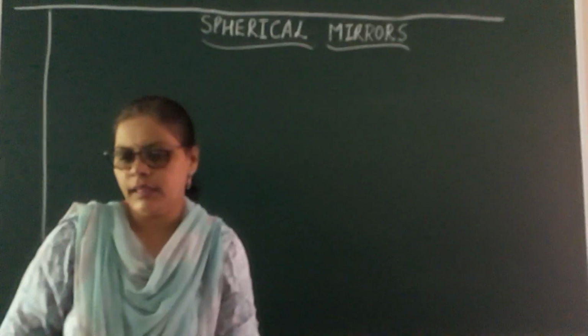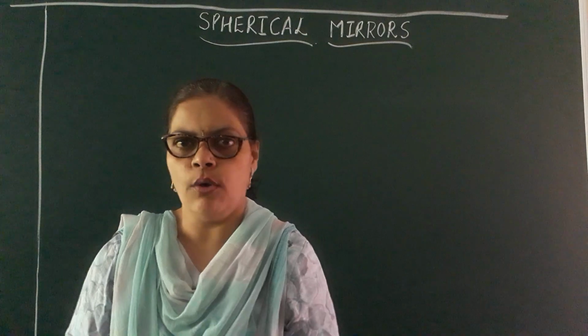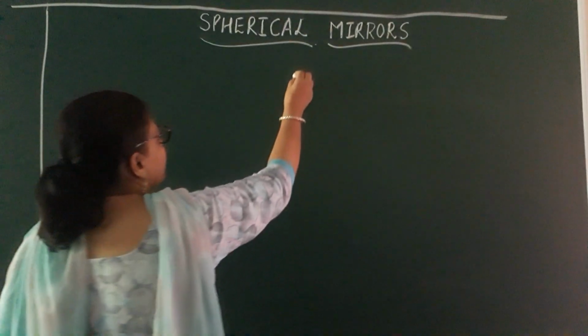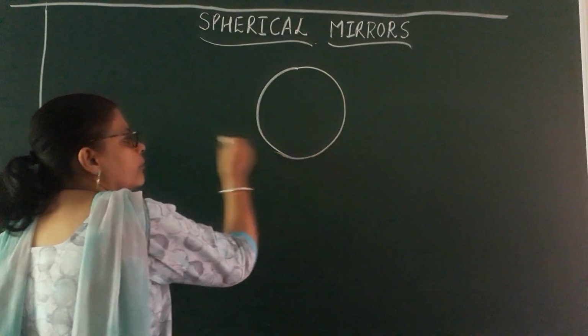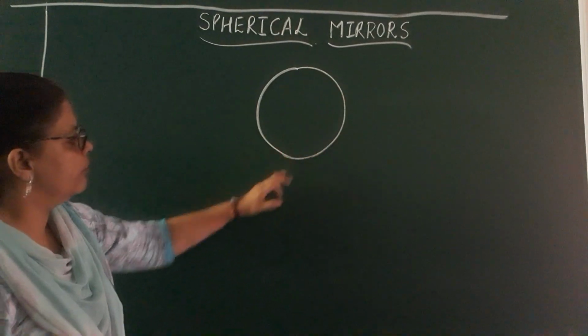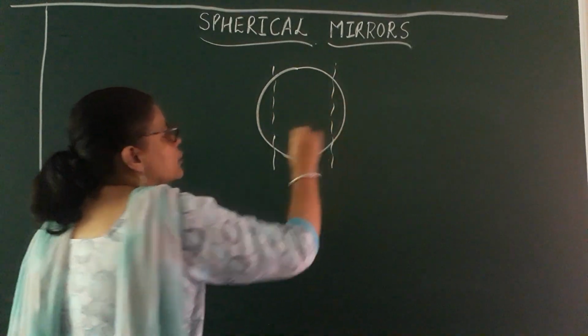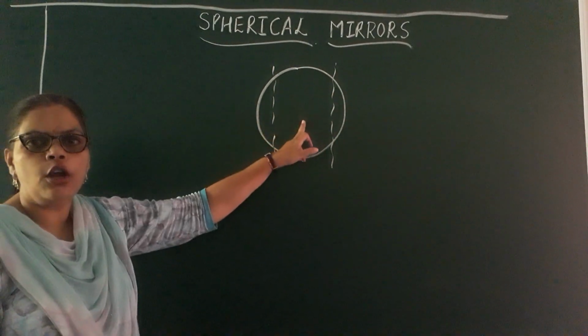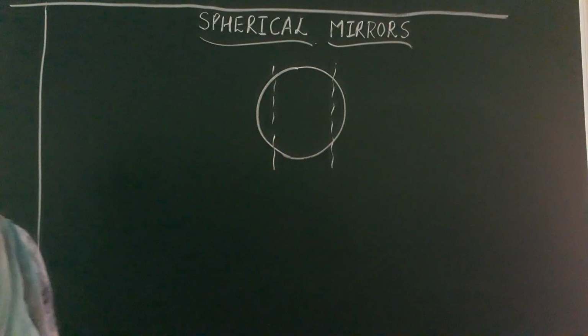Now, to begin with, let us look at what are spherical mirrors and how are they formed. Okay, children? Now, see, the meaning of the word spherical means a sphere. You can see I have drawn a sphere and I have cut the two edges of the sphere. You can see this is a hollow glass sphere, children.